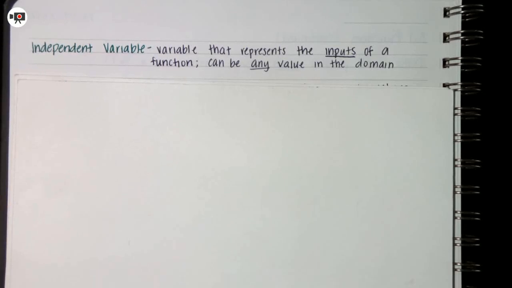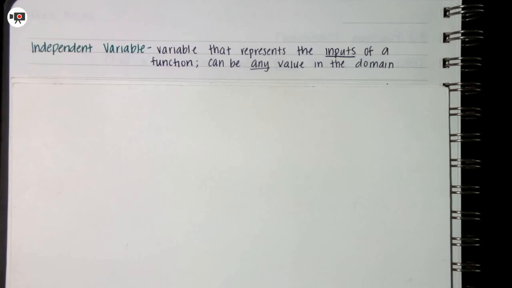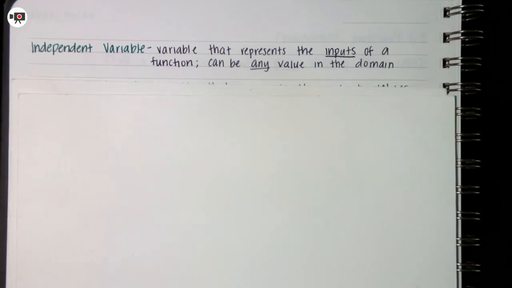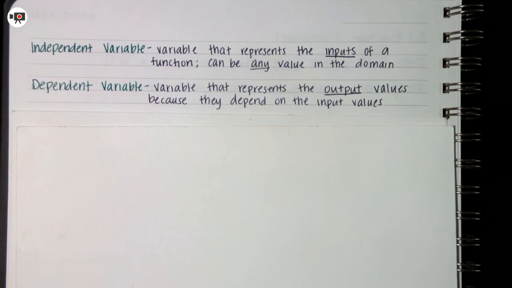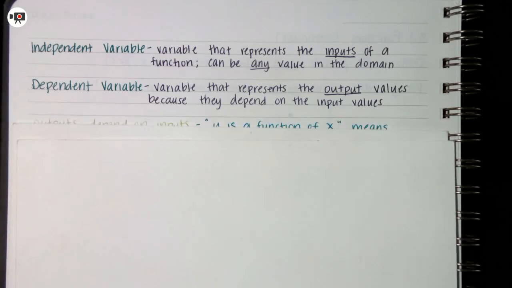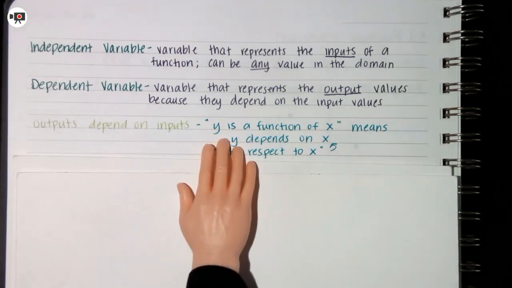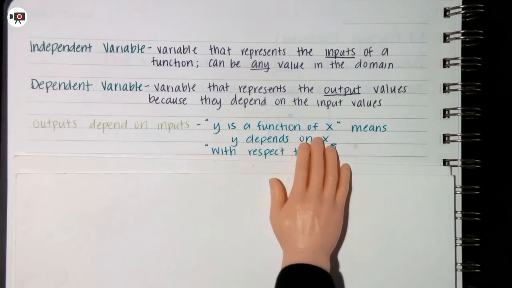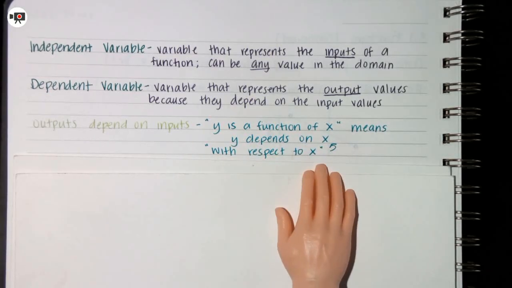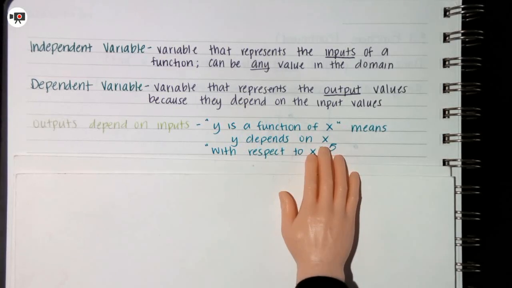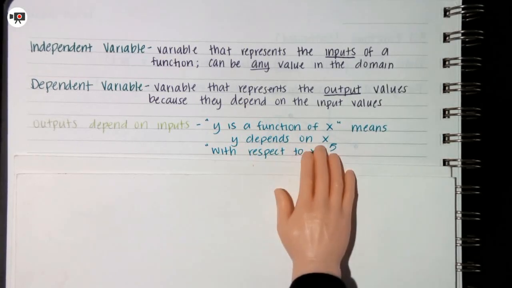And we have independent variable, and that is a variable that represents the inputs of a function. They can be anything in that domain. And we have dependent variables, and those represent the output values because they depend on the input. I have to know the dependent based upon what the input is. So we say outputs depend on inputs. They could say that as y is a function of x. They could say with respect to x, and that means y depends on x. So y is dependent, x is independent.